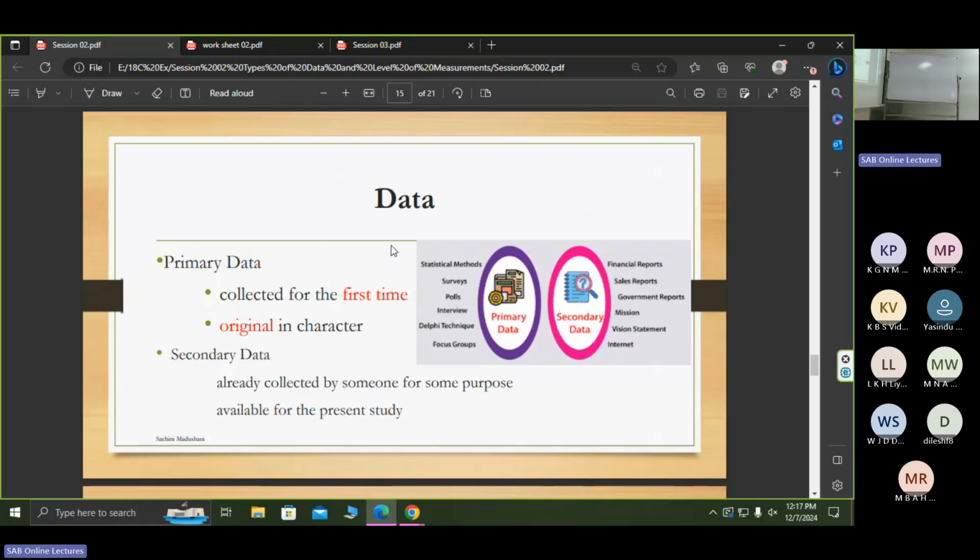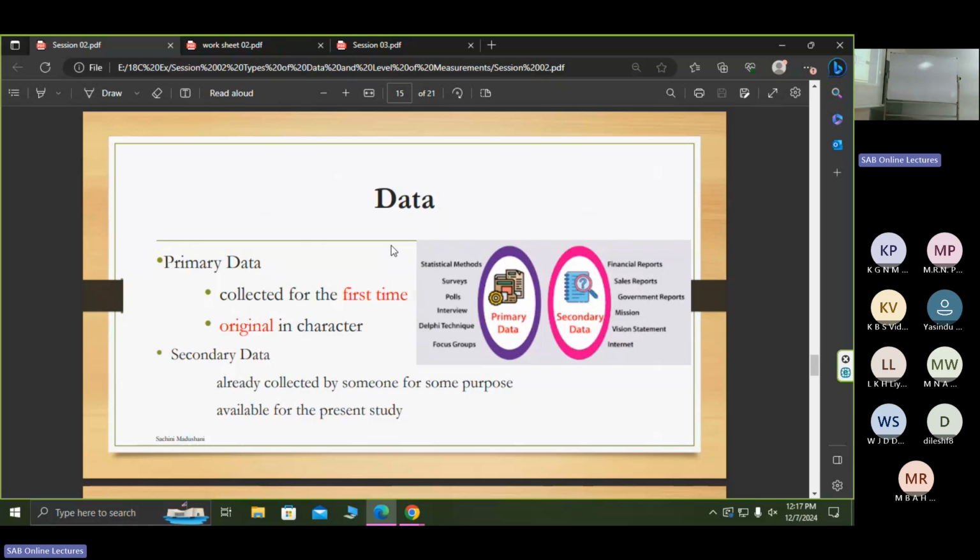The primary data means we collect the data for the first time. Therefore, the originality is high in the primary data. Understood? Then secondary data, as the word says, is not the primary data. Secondary data means this data was already collected by someone for some purpose.